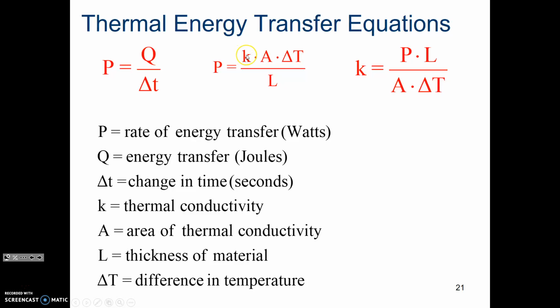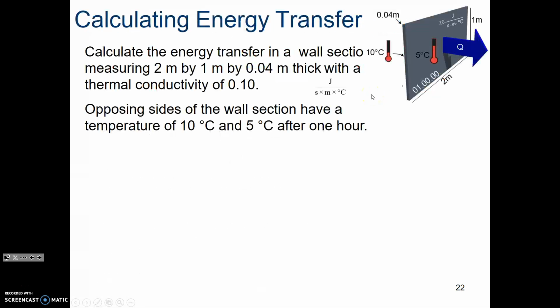K, which is a thermal conductivity, how absorptive or how reflective it is towards heat, times the area, times the temperature difference, divided by the thickness of the material. You can rearrange it so you can just solve for K. So K is unique in that every property has its own K, and you have to get that experimentally.